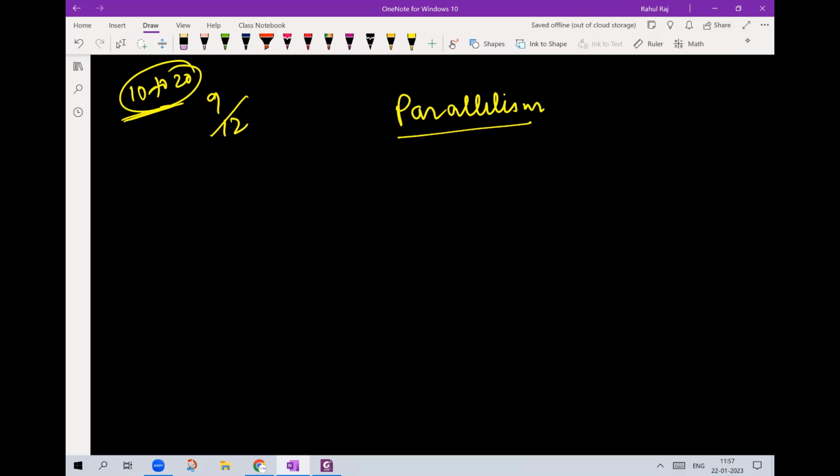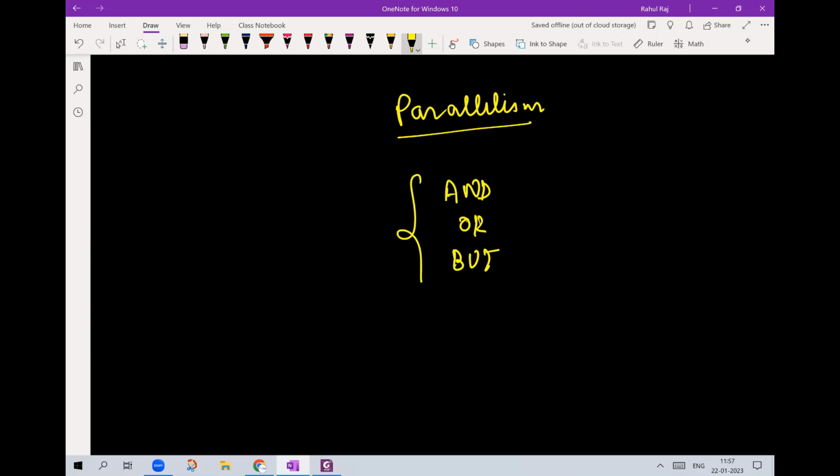Now come to parallelism, one of the most important topics for sentence correction, because there is not one single sentence where you don't use and or but. In daily life, when you write an email, you will use and or but a hundred thousand times every day. So parallelism simply means the words and or but. The grammar rule says that whenever you write the word and or but, the sentence should be parallel. Now, what do you mean by the sentence should be parallel?